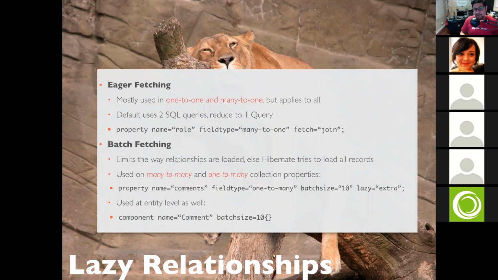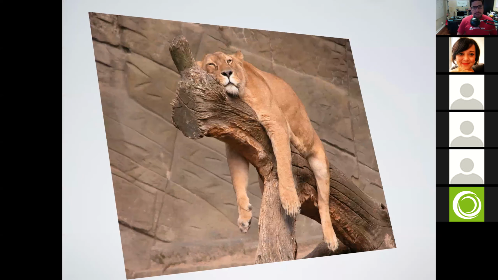Okay. Batch fetching, that also limits the way relationships are loaded. Hibernate by default tries to load all the records at one time. You might not want that. You might want to batch them. You can actually put a batch size on that relationship and say, load me 10 at a time in my SQL. Okay. You can also do it at the entity level, so the entity can be demarcated with that batch size. So few things just to help you with it.